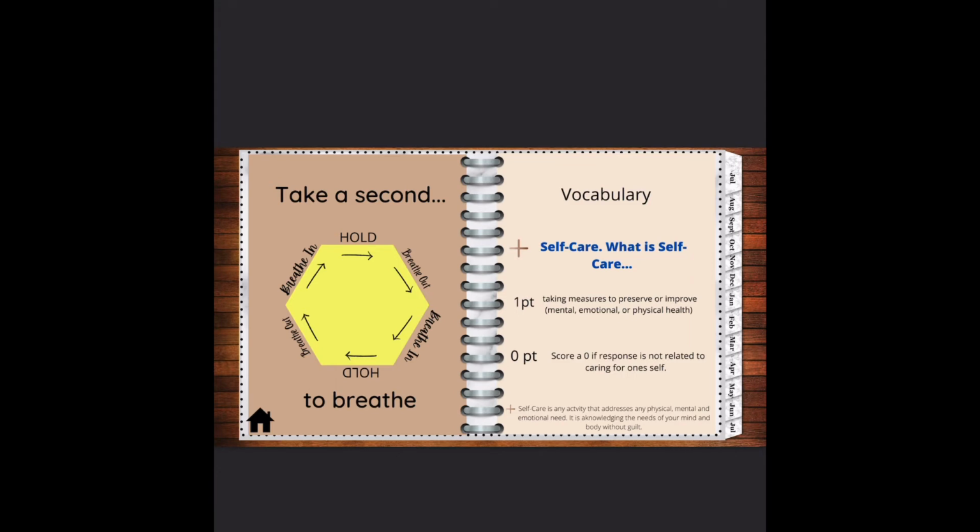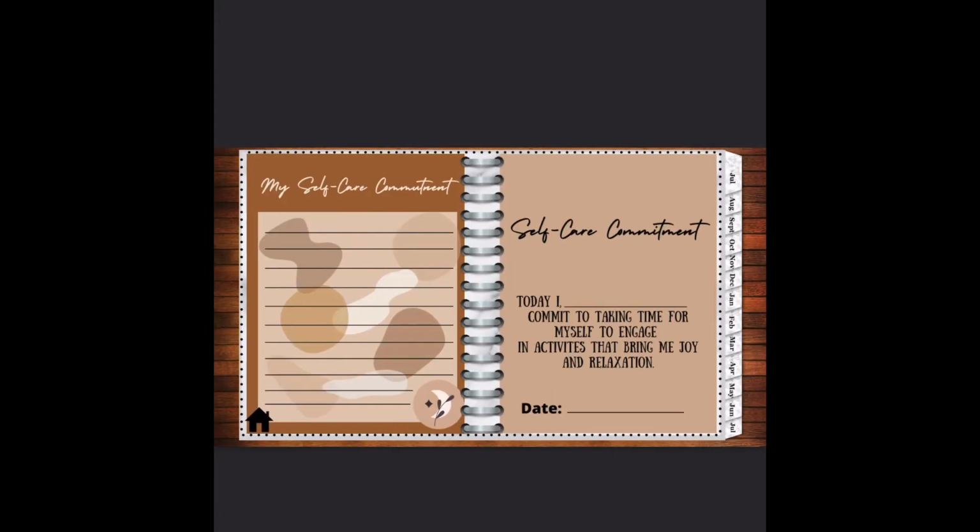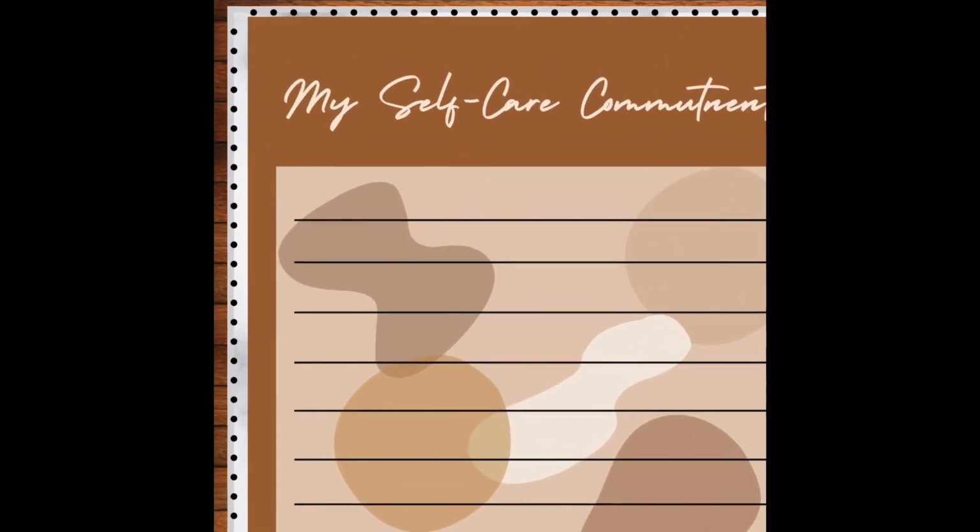To the right side, you'll see there is a whisk themed vocabulary question. So, what is self care? If you go to the next page, you have a self care commitment. So, this self care commitment basically says you're going to take the time to engage in activities that bring you joy and relaxation. And here you'll fill out what that self care commitment is for you.